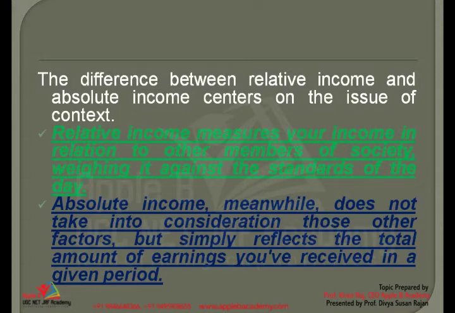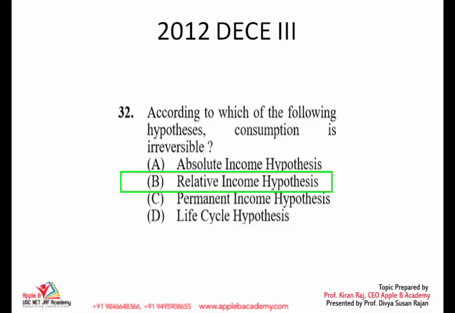Let us come across certain questions that have been asked in UGC NET, CBSE NET over the period of time. So first question that we saw, 2012 December 3. According to which of the following hypotheses is consumption irreversible? A. Absolute income hypothesis. B. Relative income hypothesis. C. Permanent income hypothesis. And D. Life cycle hypothesis.